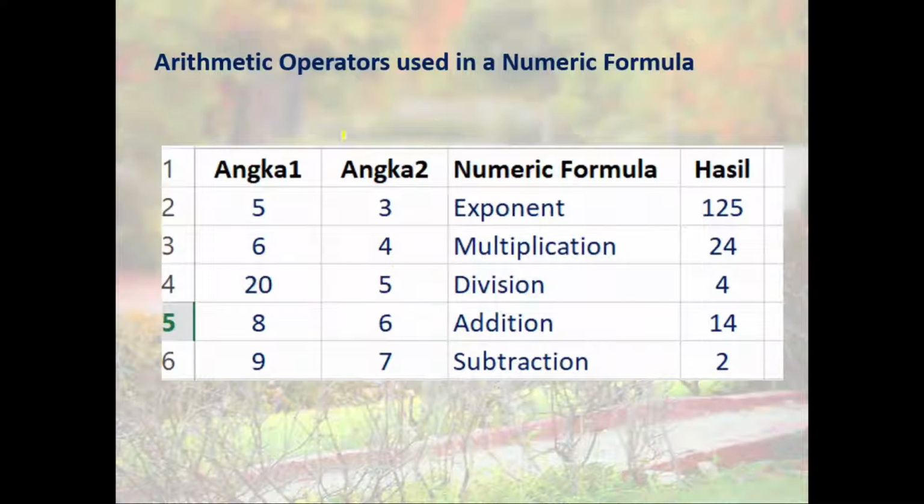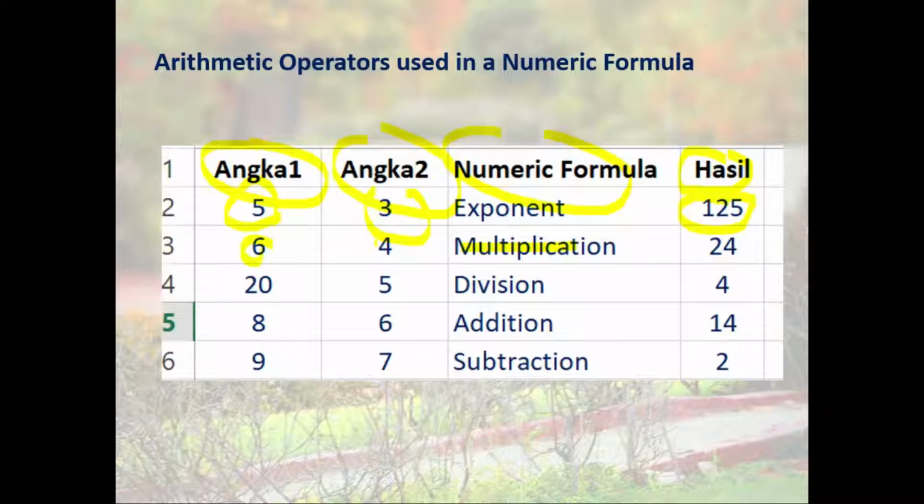Okay, these are the arithmetic operators used in numeric formulas. I made here angka 1, angka 2, the numeric formula, and also the hasil. You can see here, this is exponent, with 5 and 3. So, 5 exponent 3, 5 pangkat 3, equals 125. And multiplication, 6 times 4 equals 24. And division, pembagian, 20 divided by 5 is 4.